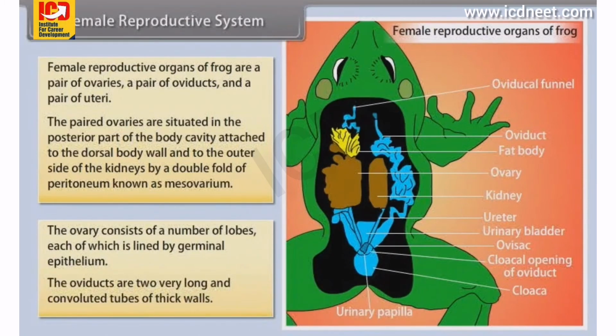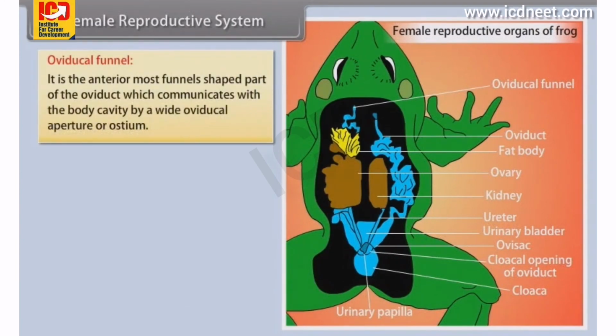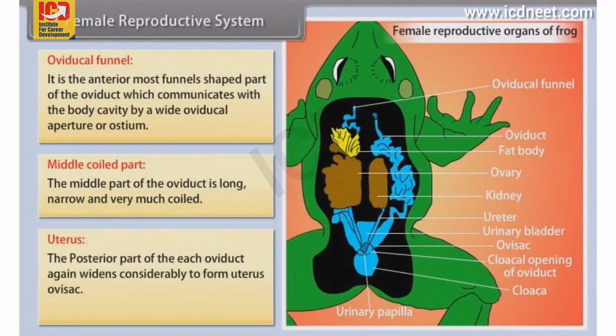The oviducts are two very long and convoluted tubes of thick walls. The oviduct is distinguished into three regions. Oviducal funnel: it is the anterior-most funnel-shaped part of the oviduct, which communicates with the body cavity by a wide oviducal aperture or ostium. Middle coiled part: the middle part of the oviduct is long, narrow, and very much coiled. Uterus: the posterior part of each oviduct again widens considerably to form uterus or ovisac. The fertilization in frog is external.